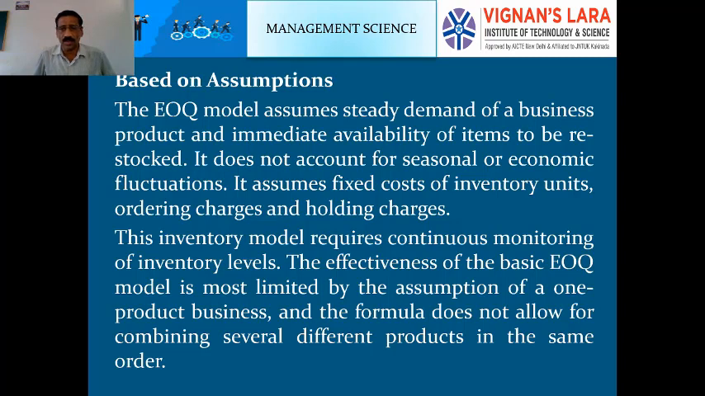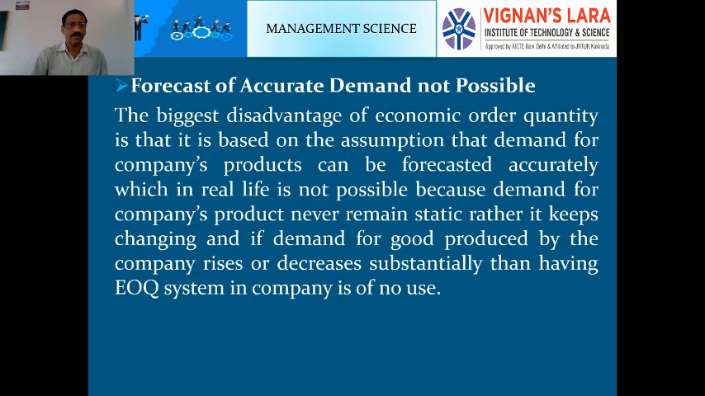The effectiveness of the basic EOQ model is most limited by the assumption of a one product business, and the formula does not allow for combining several different products in the same order. It is only applicable to one commodity ordering. More than one commodity ordering or a combination of raw material ordering is not possible. In a large scale manufacturing concern, it is not applicable because combination of material ordering is not at all possible with the help of the EOQ method.